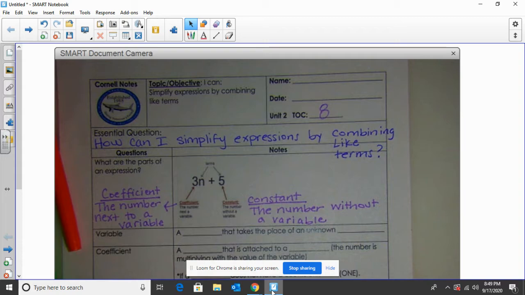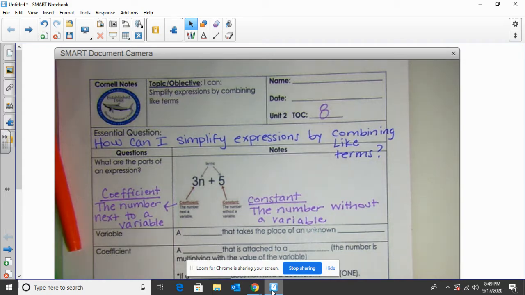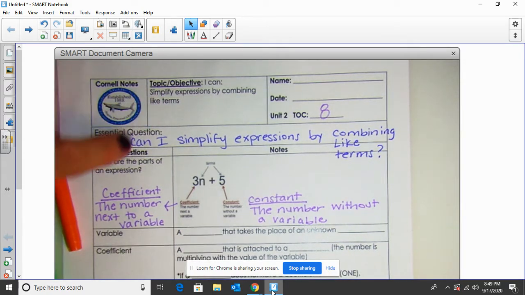The objective of the topic for this is I can simplify expressions by combining like terms. I went ahead and copied the essential question to the top of my paper, so turning the objective into a question, how can I simplify expressions by combining like terms?